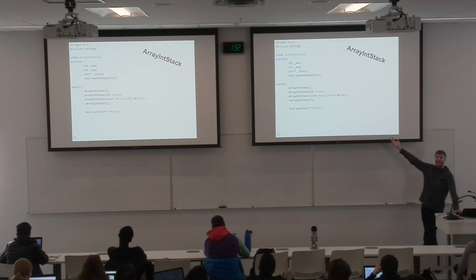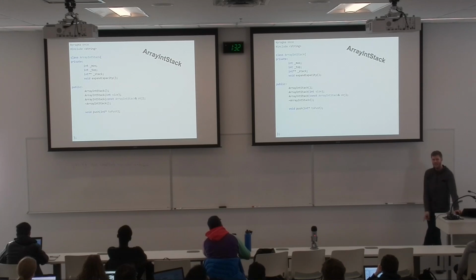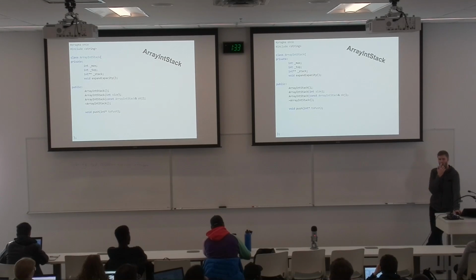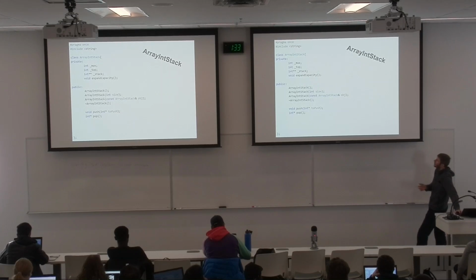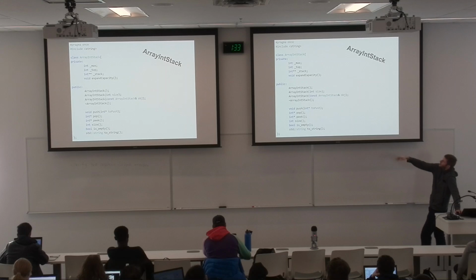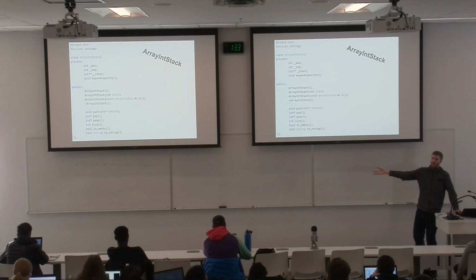Of course, we need expand capacity with the array. Will we need an expand capacity with the linked one? No, because it just inherently will grow whenever it needs to, right? We just keep adding to the beginning of that list. So we don't need that. Pop, peek, size, is empty, toString. So we're going to do this, but with the linked stack.